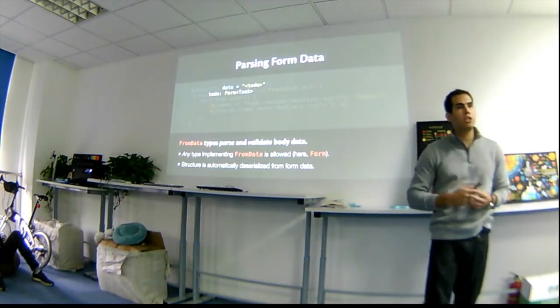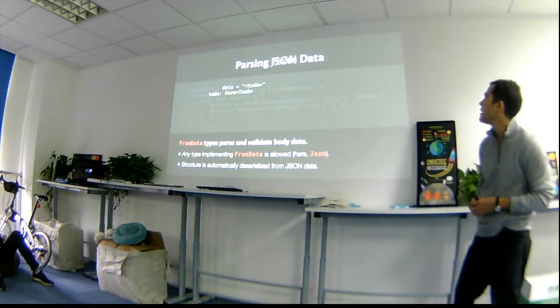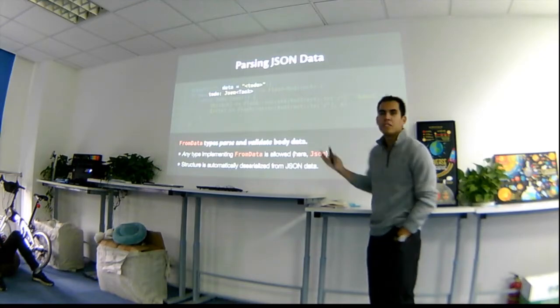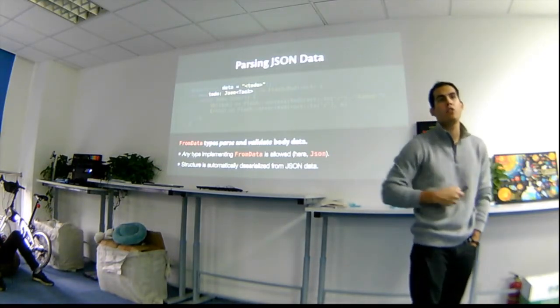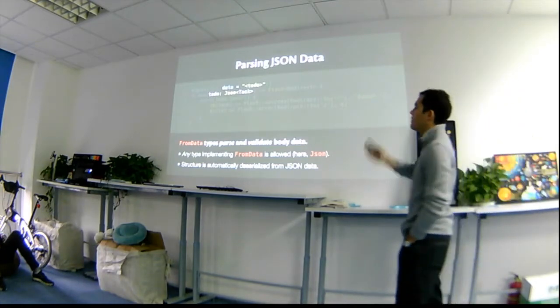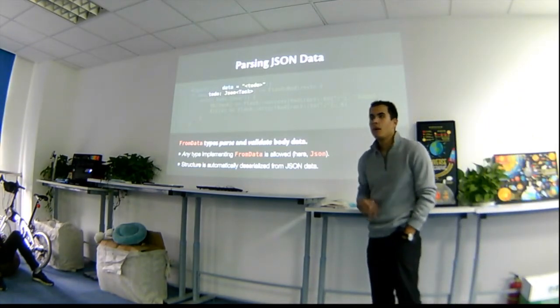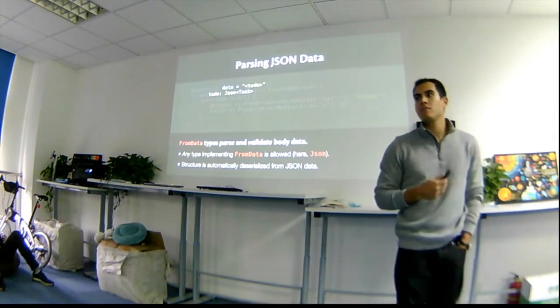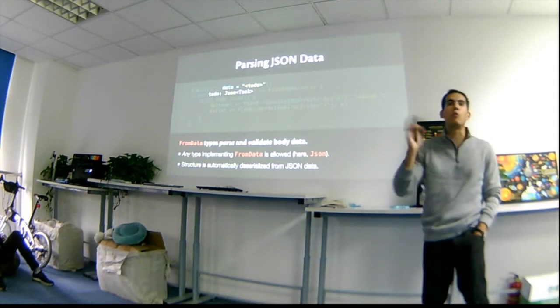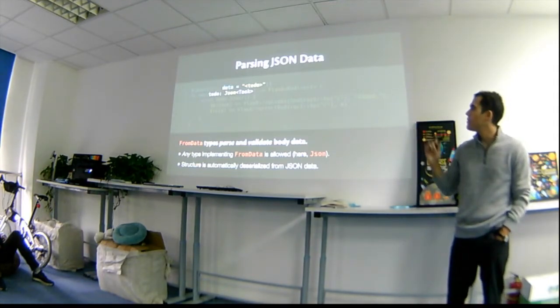And as I said before, the structure will be automatically deserialized from form data. There are other types that you can use. For instance, JSON. So if you change Form to JSON, all of a sudden you're parsing JSON data into this Task structure. And all you have to do was change the type from Form to JSON. Then everything will happen for you. As long as you implement another trait called Deserialize from Serde, and you can just derive that as well. But everything else will happen for you.